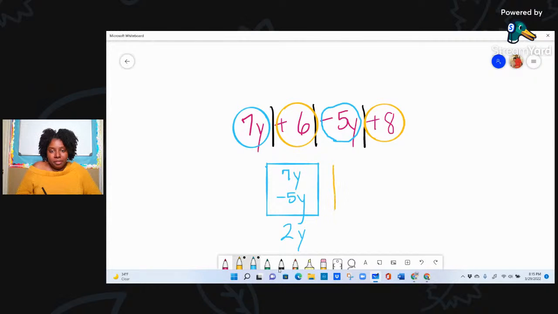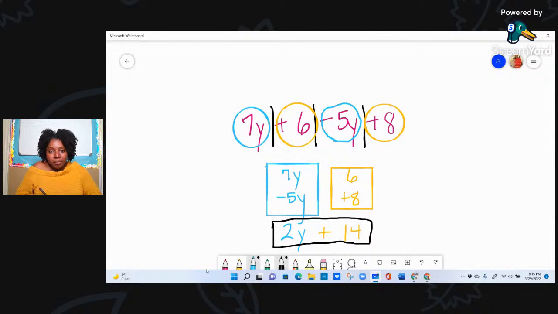Okay. So then we have 6 plus 8. And 6 plus 8 is 14. And that's it. We cannot combine 2y and 14. If we could, they would all be in the same box, like a happy family. But there it is. 2y plus 14. Good job, Jax.